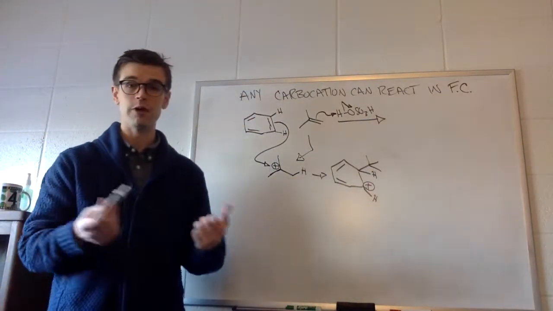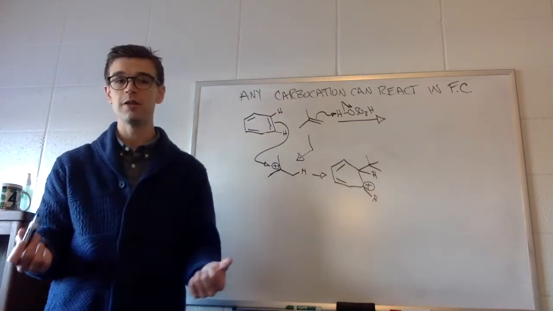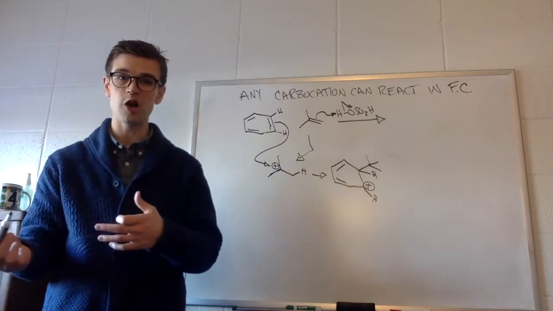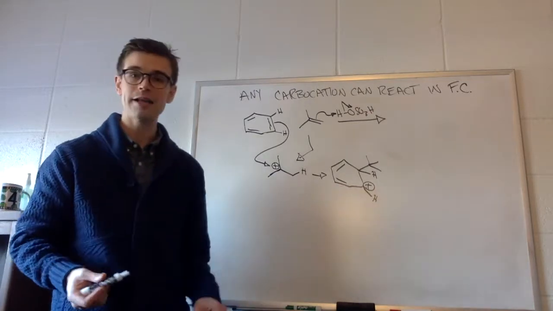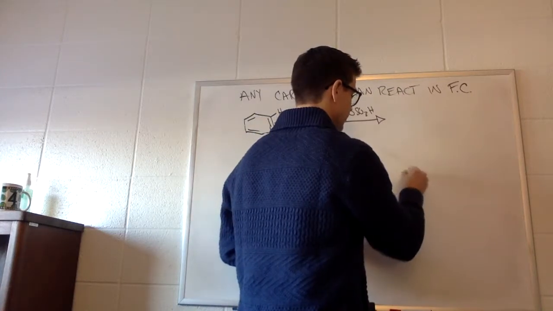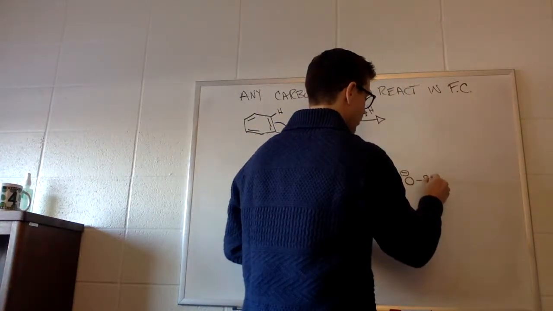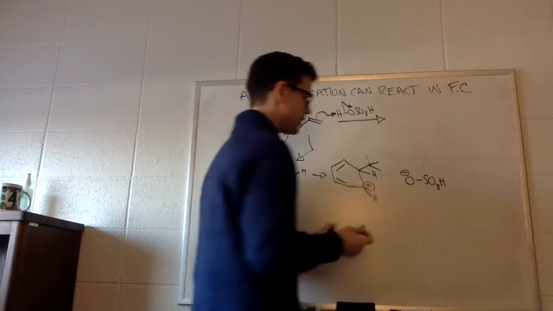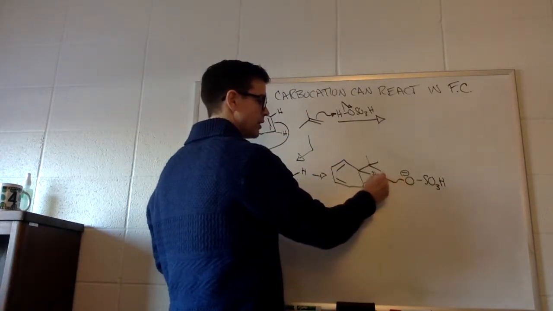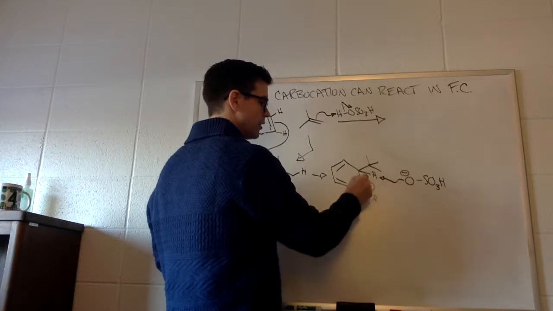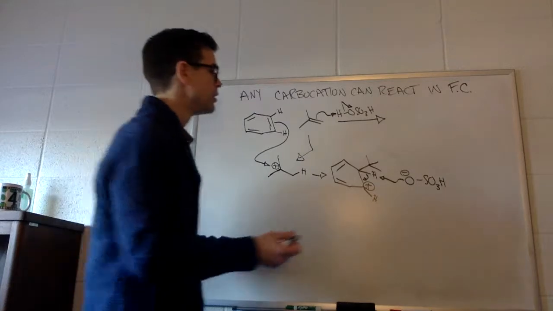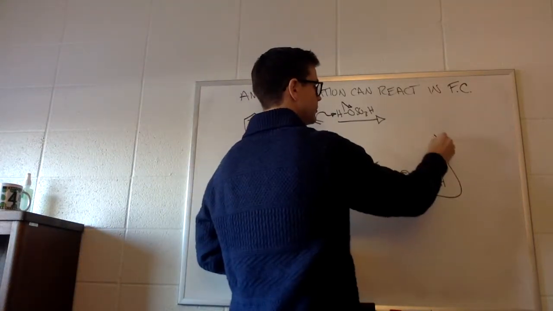Then we're going to have to reform that aromaticity. We're going to do that with any base that's available. So although we don't have a super strong base around, this is a really reactive species, so the conjugate base of sulfuric acid is going to be strong enough to deprotonate this and reform the aromaticity. So it's going to come in, grab that proton. The electrons in this carbon-hydrogen bond are going to go down and form the new pi bond to generate our product.